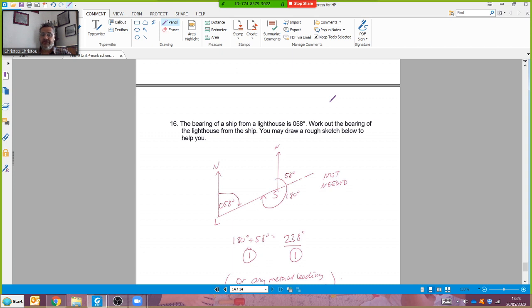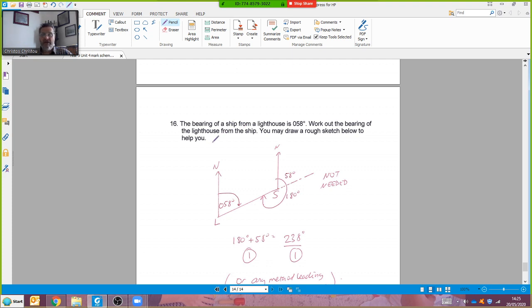So the bearing of a ship from a lighthouse, so SL, again straight out of the Year 9 book, this kind of standard, is 058 degrees. So we've got to look at the language, the bearing of a ship from. So I'm starting from L, and mine isn't a scale diagram. It looks a bit like 58, though I didn't actually draw 58. It doesn't matter. It's a rough sketch to help me.